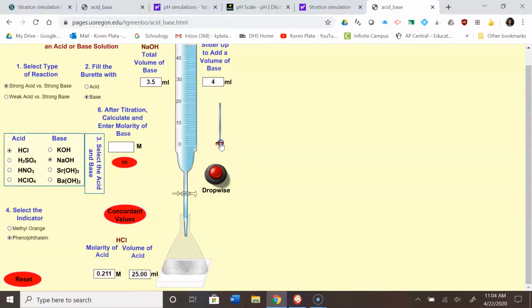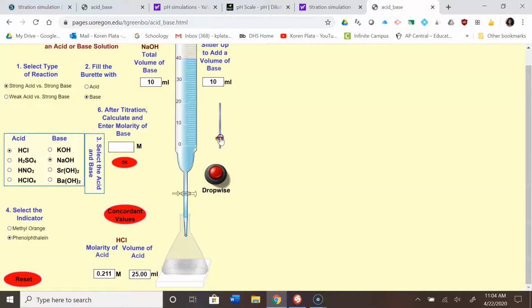So I'm going to slowly start adding base. You can see the volume keep going up. It looks like nothing's happening. That's because in here there is so much more acid than there is base that the indicator is still going to stay colorless. Only when I start to get an accumulation of base will you start to see a color change. And that's actually what we're looking for. So let's see if I can do it slowly enough.